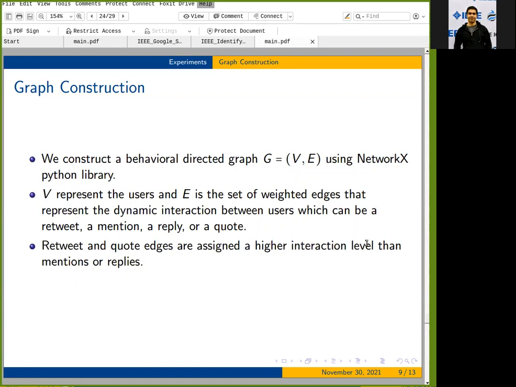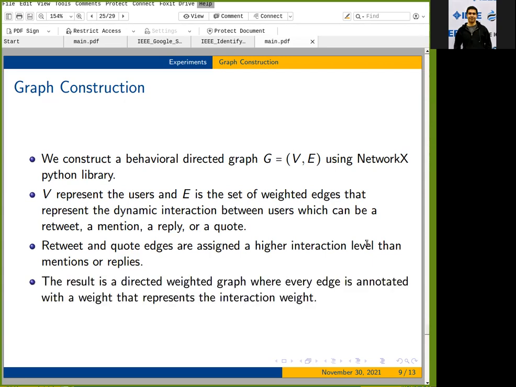And we gave retweet and quote higher weight because we think that retweet and quote are more influential on social media, unlike mention and reply, because mentions and replies appear only to the users that I mentioned or replied to. However, retweets and quotes appear to all my friends as a user. The result after creating this graph is a directed weighted graph where every edge is annotated with a weight that represents the interaction weight.